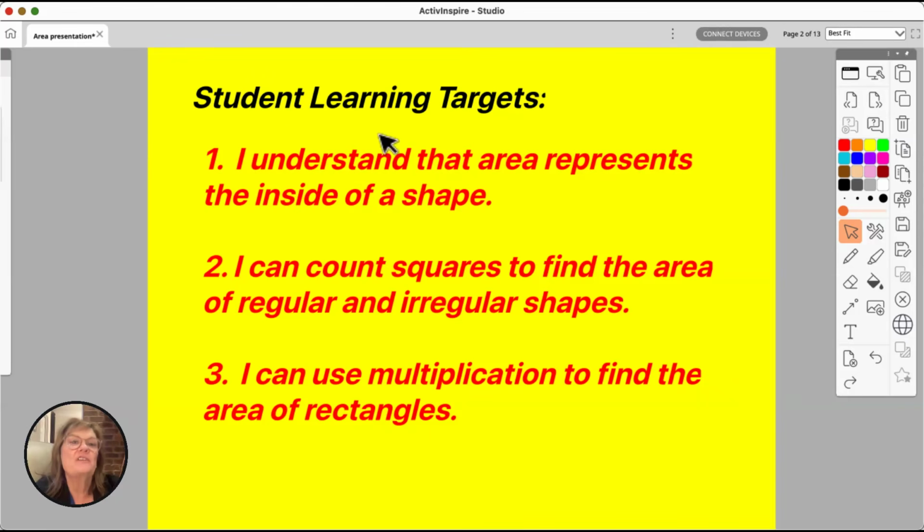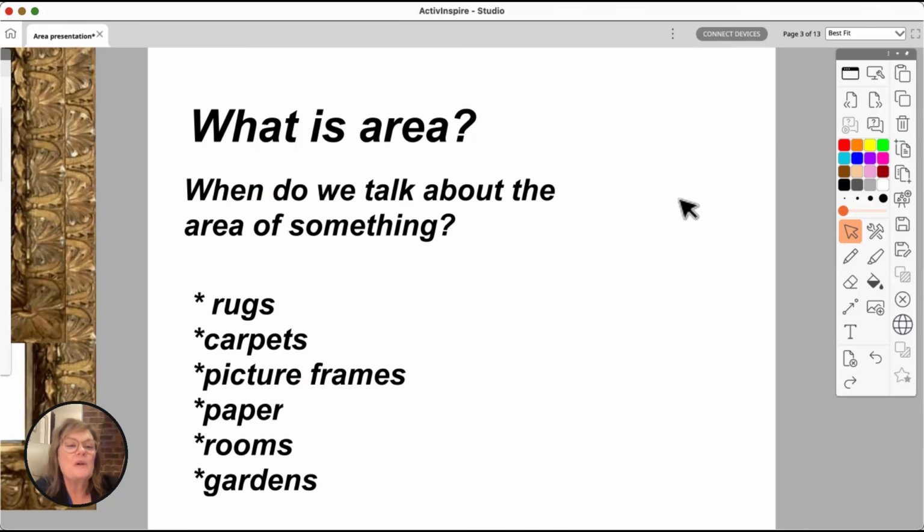All right, let's read our learning targets. I understand that area represents the inside of a shape. I can count squares to find the area of regular and irregular shapes, and I can use multiplication to find the area of rectangles. What is area?